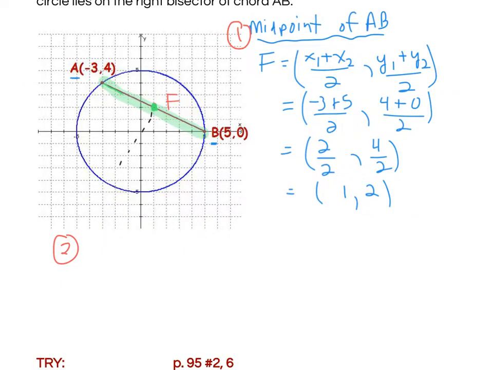Okay, just so we can keep things straight, I've written a number 1 beside our first step, and now I'm going to do step number 2, which is to find the slope of my perpendicular bisector.